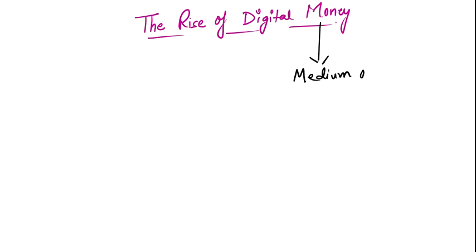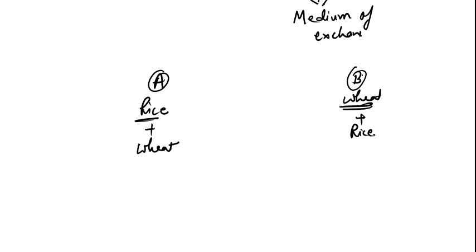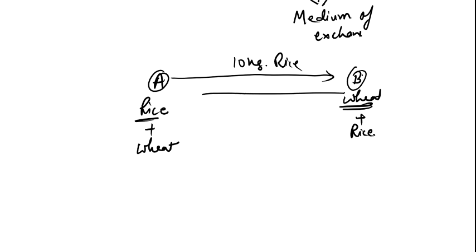Medium of exchange means, suppose Mr. A and Mr. B. Mr. A got rice and Mr. B got wheat. Clear? So Mr. A also needs wheat and Mr. B also needs rice. So what can they do? Mr. A can simply share 10 kg of rice with Mr. B, and in return for that rice Mr. B can give 10 kg of wheat. Clear? They both will get satisfied.